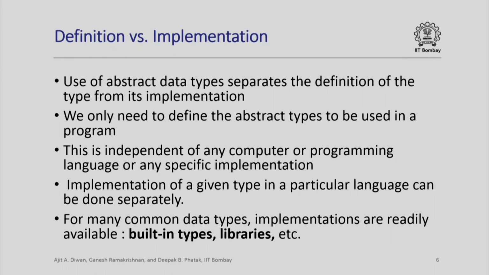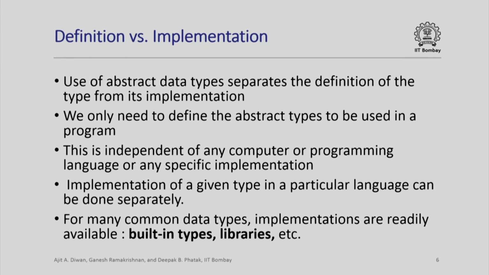So, when I define an abstract data type, I am only talking about what the possible values of that type are and what operations can be performed. This can be defined independent of any programming language, any computer, or any specific data structure or implementation of the type. So, in a programming problem, we first need to define what abstract data types we want to work with and what operations we want to worry about.